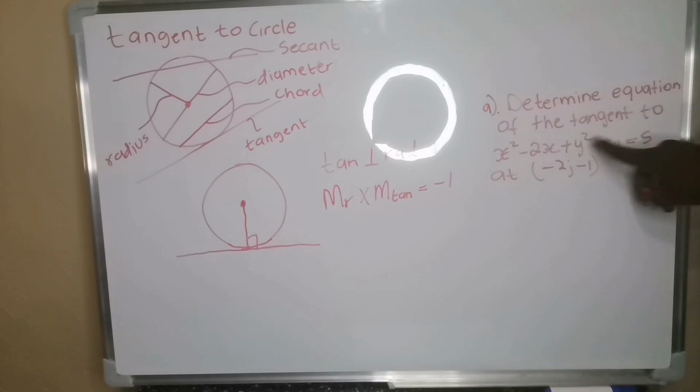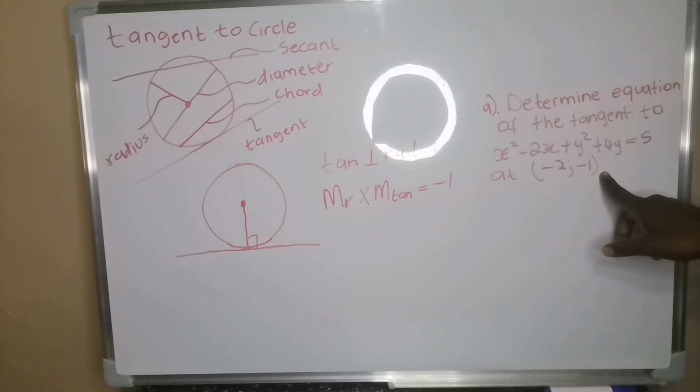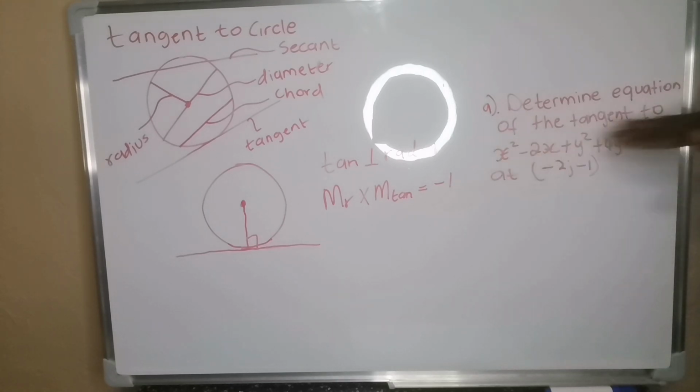We need to determine the equation of the tangent of this. How to determine the equation of the tangent? For us to determine the equation of the tangent to the circle at this point, before we can determine it, we need to find the coordinates of our center. Now, if you have this equation, we're going to complete the square.